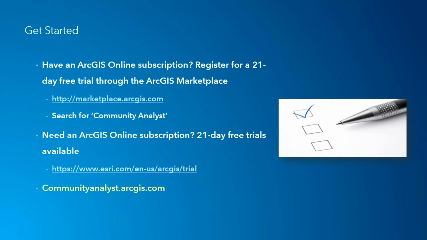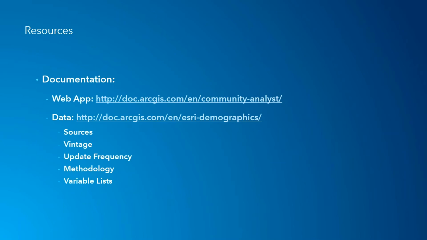So if you want to get started with Community Analyst, you do need to have access to an ArcGIS Online subscription. If you've already got one of those, you can register for a 21-day free trial of Community Analyst through the ArcGIS Marketplace, which is at the URL here. And you can just search for Community Analyst there, and there'll be an option to register for that free trial. If you don't have an ArcGIS Online subscription, that's okay. You can get a 21-day free trial of that as well at the URL listed. So once you've got that trial stood up, you can request access to Community Analyst in the same way. And the URL for the site itself, once you're ready to start working with it, is just communityanalyst.arcgis.com.